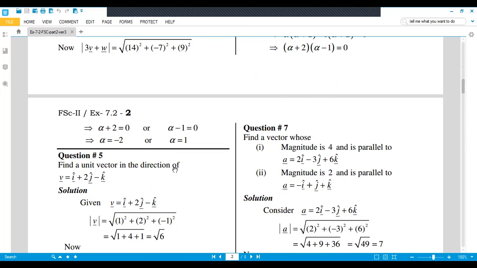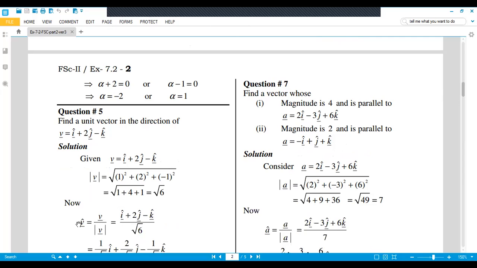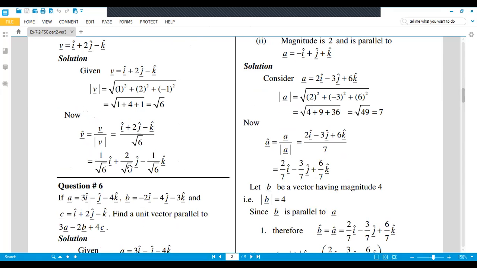Find a unit vector in the direction of v. The vector v is given, you have to find the unit vector. So the absolute value of v is the coefficients squared under root: 1 squared plus 2 squared plus (-1) squared, so we get under root 6. Now you know that the unit vector we can find by the vector divided by its magnitude. So the vector is i + 2j - k and the magnitude is under root 6. So under root 6 separately divides each value. So we get this. This is the unit vector of the given vector.